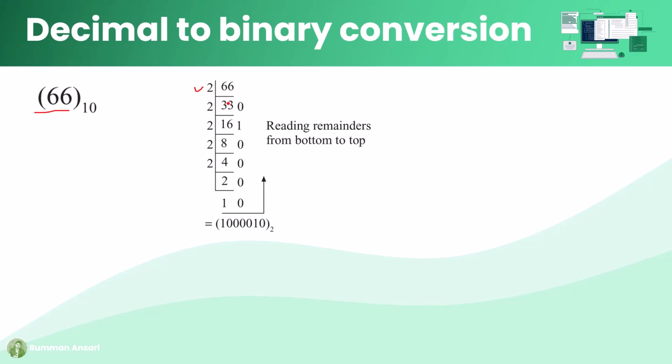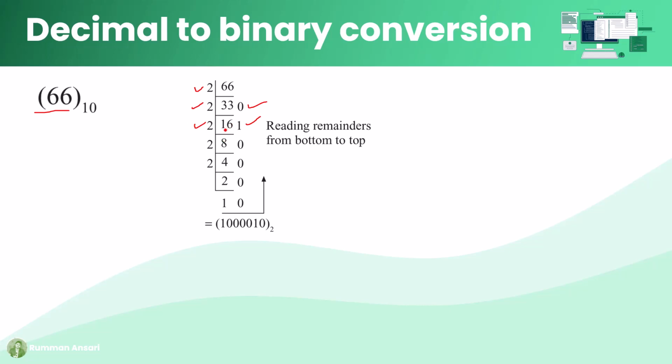So if we divide 66 by 2, that will be 33, and the remainder will be 0. So we have to write the remainder here. Again we have to divide it by 2, and the answer will be 16 and the remainder will be 1. Again we have to divide it by 2.